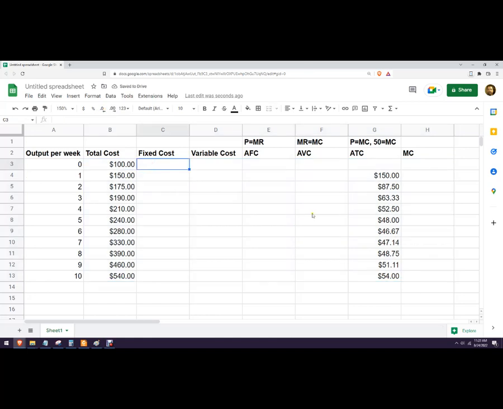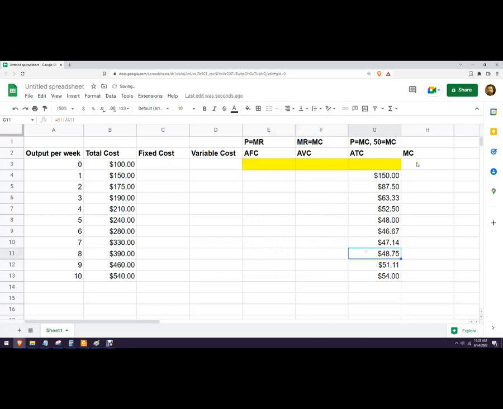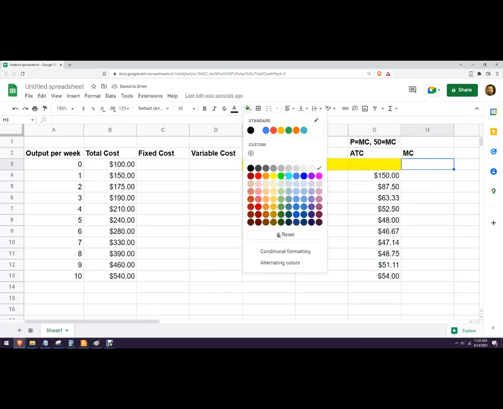Now I don't have a value for this because this would be 100 divided by 0, so that just doesn't make sense. So I'm not going to have values from here, here, and here. I think I can color those yellow, I suppose. And I won't have one there either.